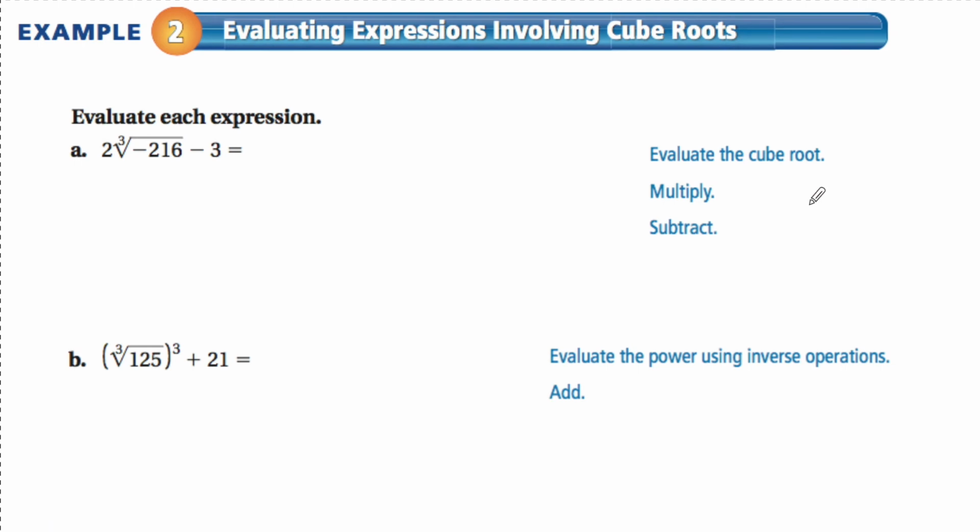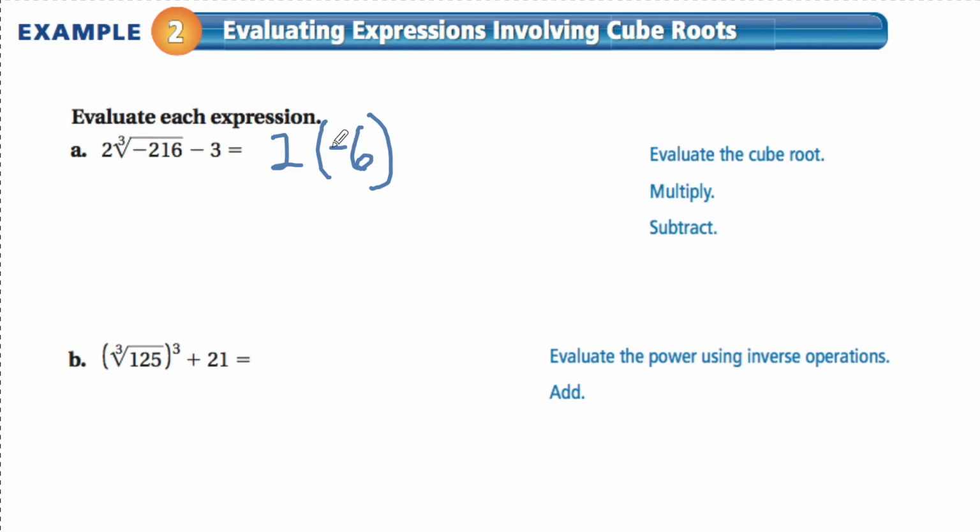Alright, example 2 is all about evaluating expressions involving cube roots. So the first one, A, we need to evaluate the expression. We have 2 times the cube root of negative 216 minus 3. So how are we going to evaluate this? Well, the first thing we should do is look at the cube root of negative 216. We know that the cube root of negative 216 is going to be negative 6. Because negative 6 times negative 6 times negative 6 equals negative 216.